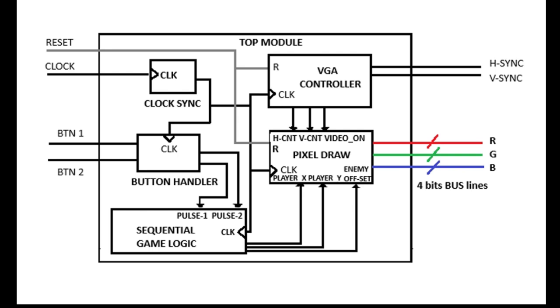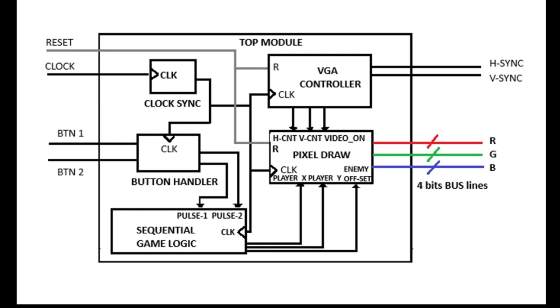So the five sub-modules within the top module are clock sync, button handler, sequential game logic, VGA controller, and the pixel draw. So the clock sync essentially will take the 100 megahertz system clock and turn it into a VGA clock speed. And the button handler will take the button signals and based on their behavior will give pulses to the sequential game logic, which at the same time would provide the player x and y coordinates and the enemy offset to the pixel draw.